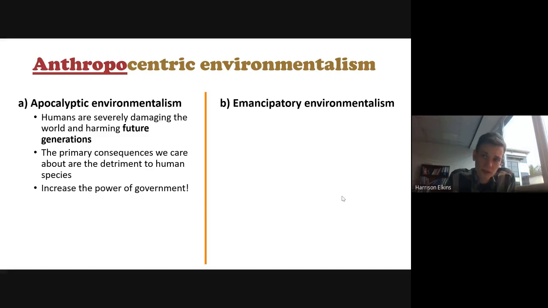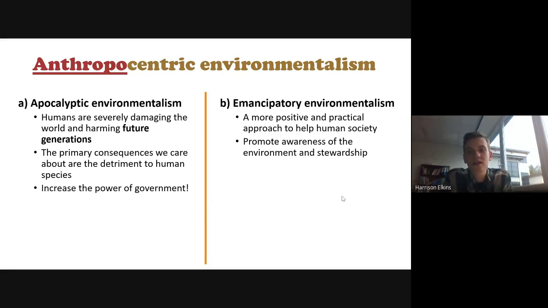So if we look at emancipatory environmentalism versus apocalyptic, when you think of an apocalypse, well, I think of 2020, but you think of the whole world falling apart and undergoing a crisis. It's the end of the world as we know it. Emancipatory is more of this idea of freedom, like you're free to make good choices. For instance, in America, the Emancipation Proclamation was meant to free slaves. Okay, so this is more of a freedom thing, like a positive, practical approach to help human society.